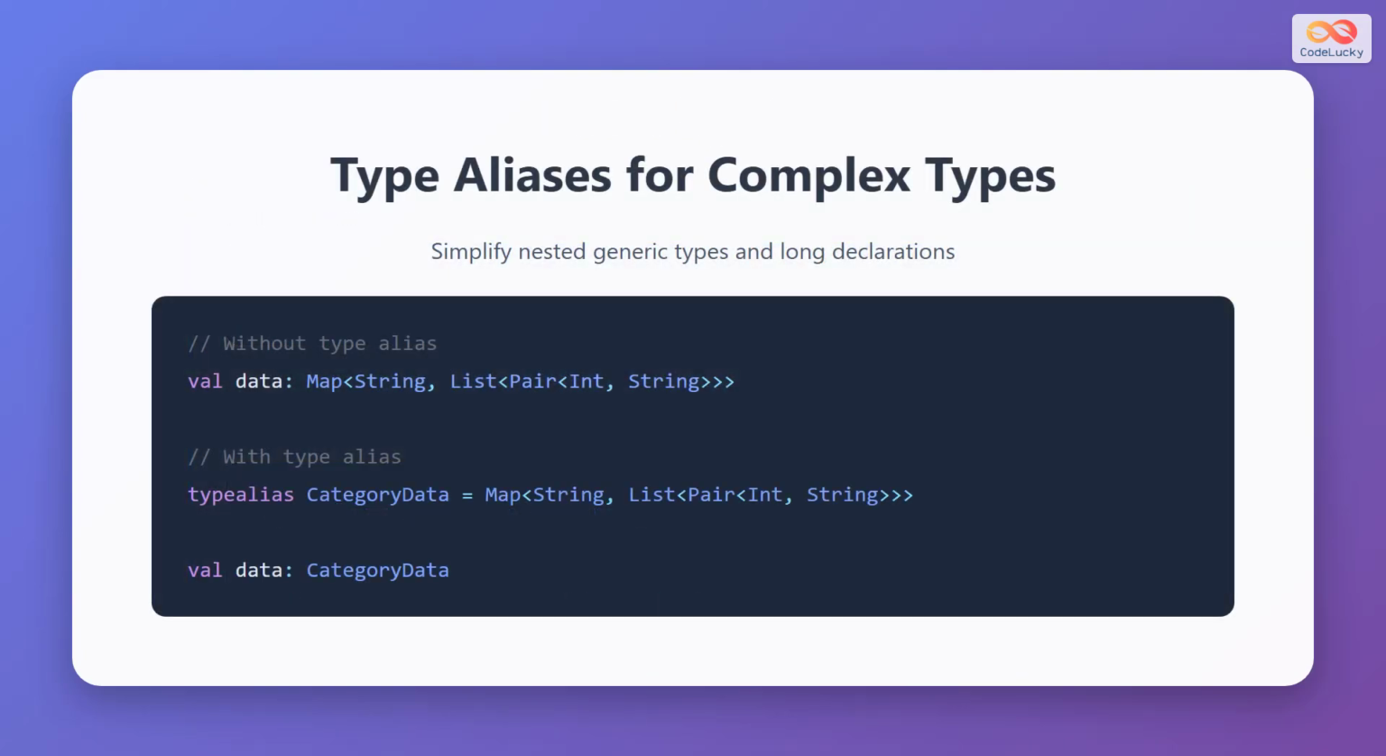Type aliases really shine when working with complex nested generic types. Consider a deeply nested type like Map<String, List<Pair<Int, String>>>. This is verbose and hard to read. With type aliases, you can simplify this. First, you create a type alias called CategoryData that equals the complex type. Now, instead of writing out that long declaration every time, you simply use CategoryData. This dramatically improves code readability and reduces the chance of typos in complex type signatures.